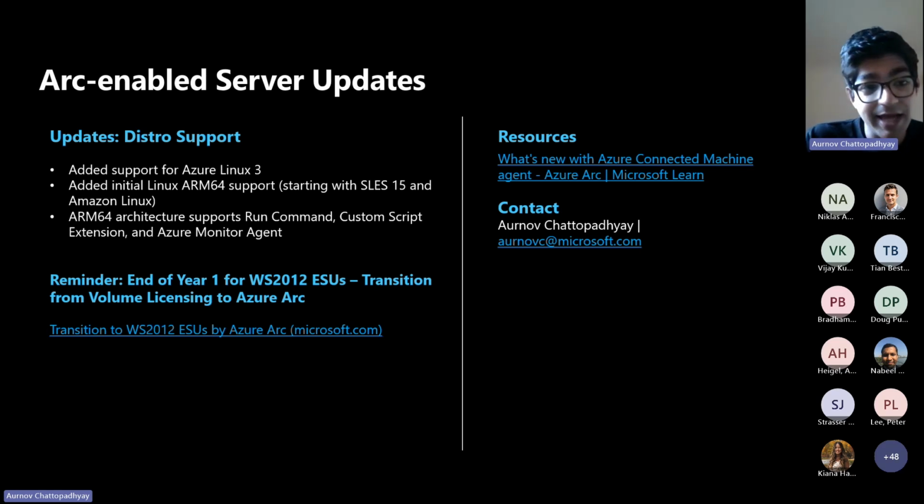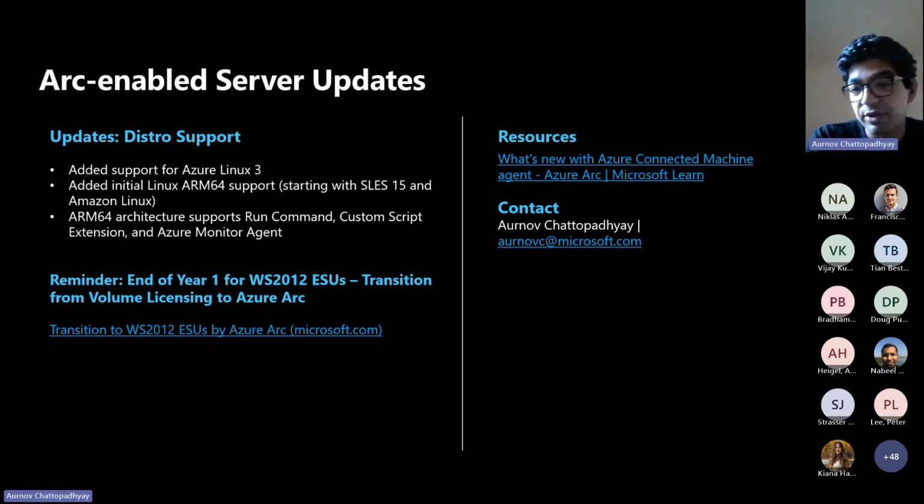Another thing we wanted to highlight is that the end of year 1 for Windows Server 2012 ESUs is actually coming up. That's October 10th of this year, so in about 8 days. When year 1 ends, if you're already an ESU customer, you automatically get transitioned to year 2 with no problem. If you're already on Azure Arc, you just keep getting billed. There is no year 1 cliff. But if you are a volume licensing customer, again, we want to reiterate that we do have that option for you to transition to Azure Arc.